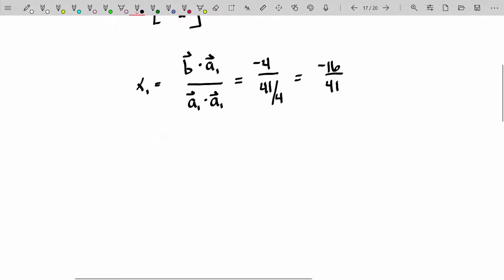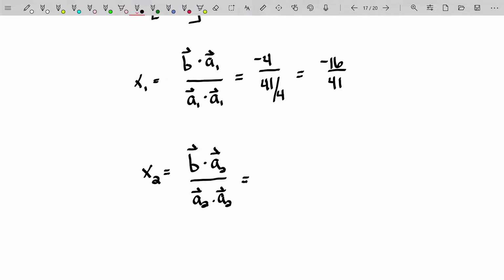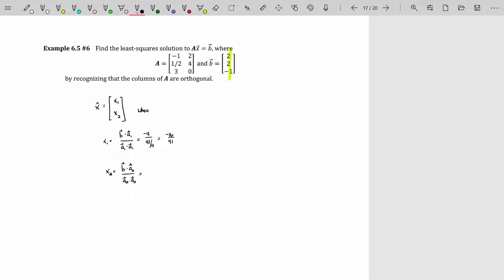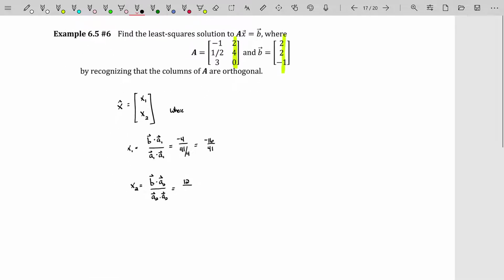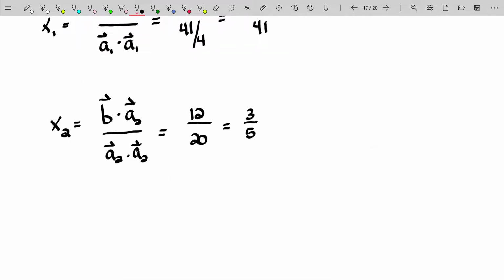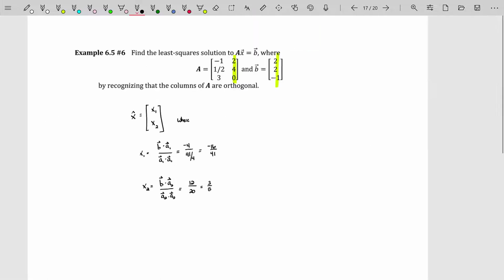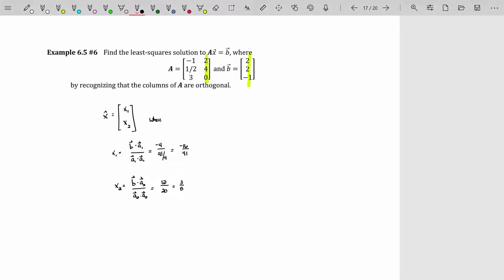Now to find the second component, we redo all of our work, except with column 2 of A in mind. B dotted with column 2 of A, we get 4 plus 8, or 12. And the second column of A dotted with itself is 20. And we are done. That was it. That's the solution of the least squares problem for AX equals B. So it's really nice when you have orthogonal columns. You want orthogonal columns, in fact.